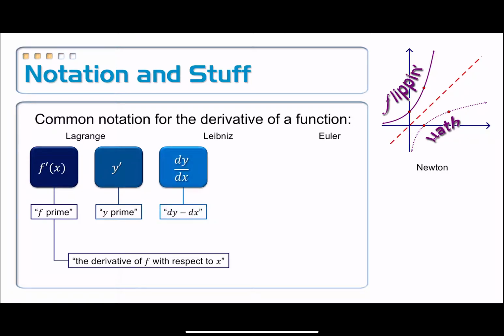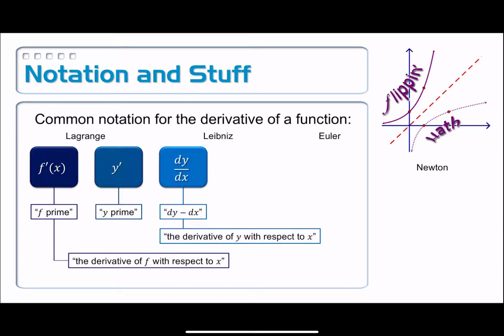dy dx. It looks a little bit like delta y over delta x, and that's where it comes from. So I just read this dy over dx. I don't even say over, I just say dy dx. The derivative of y with respect to x is how you interpret that.